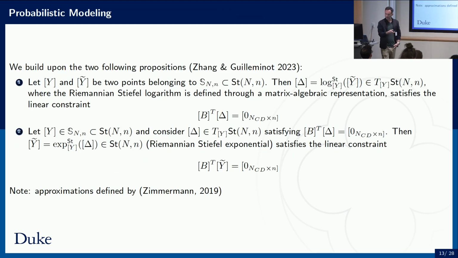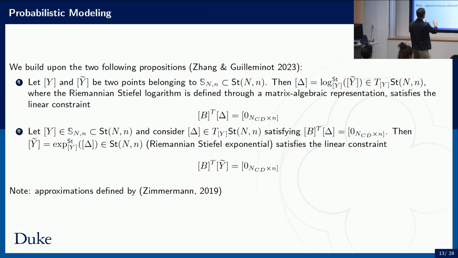So to build the model, we build on two propositions. They look formal, but are pretty straightforward. The idea is as follows. If you have a point on the manifold that satisfies your constraint number 2, and the base point also satisfies that constraint, and you project this point onto the tangent space, that point satisfies the linear constraint. This is the first one.